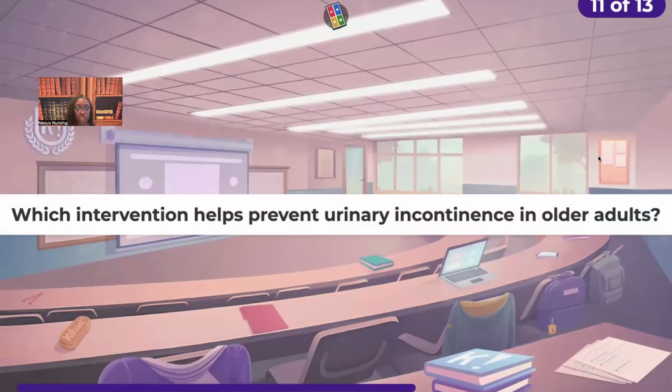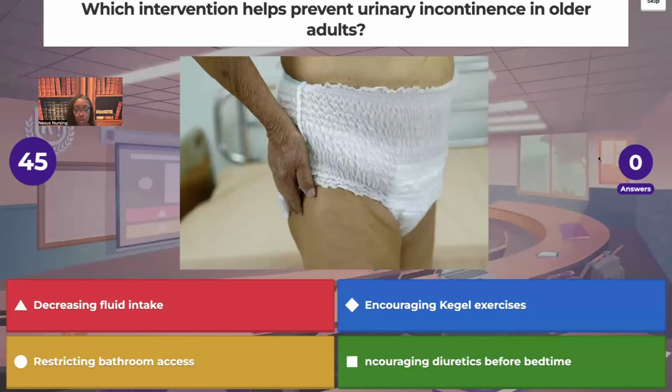All right, which intervention helps prevent urinary incontinence in older adults? Is it decreased fluid intake, encouraging Kegel exercises, restricting bathroom access, or encouraging diuretics before bedtime? I forgot to put my E there, but that word says encouraging.